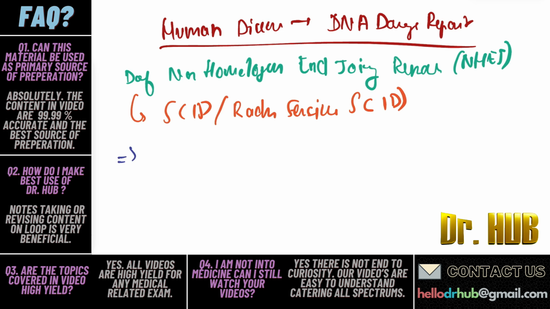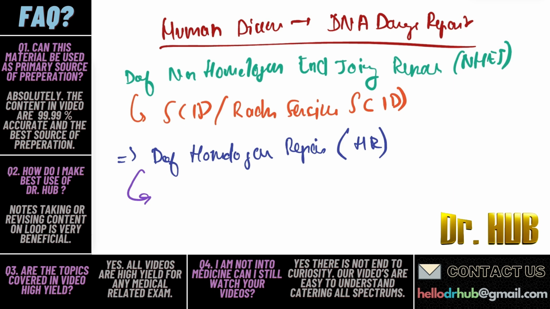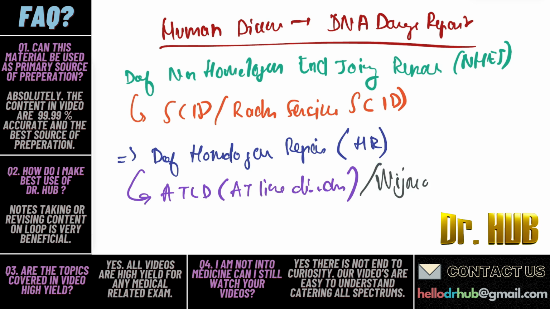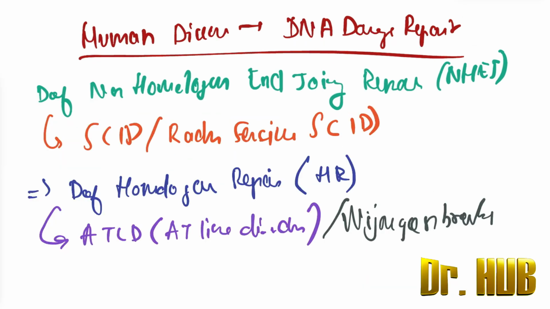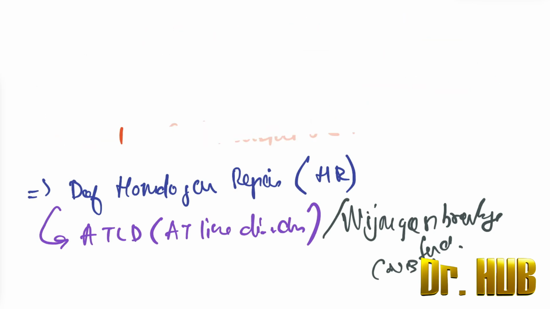Then the other DNA damage repair type will be the defective homologous repair. Defective homologous repair in short is known as the HR, and the diseases concerned with this are the ATD, ATLD. ATLD stands for the AT-like disorder, and then there is also the Nijmegen breakage syndrome, in short known as the NBS.